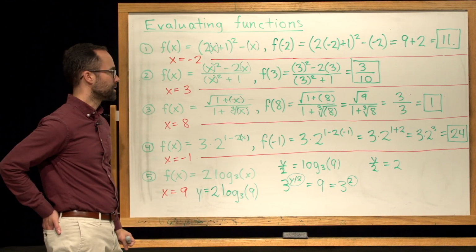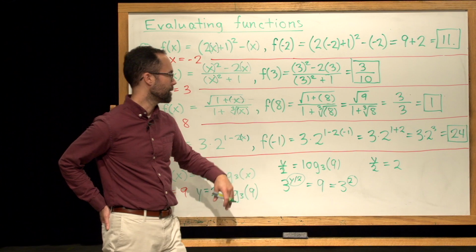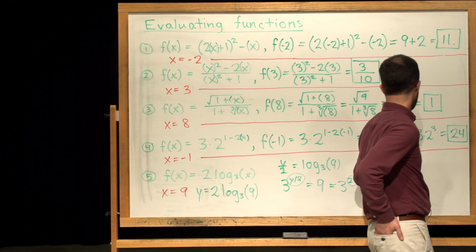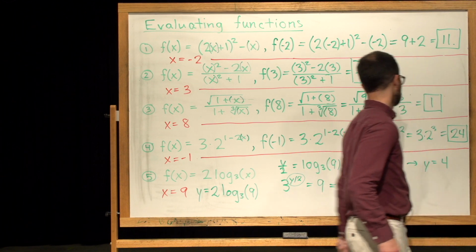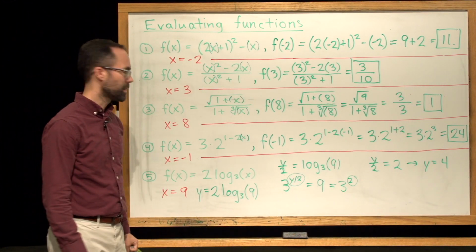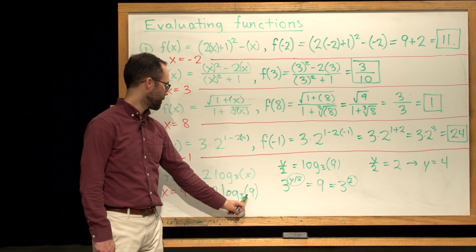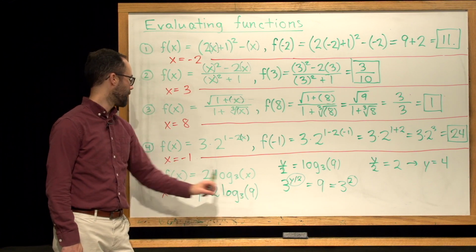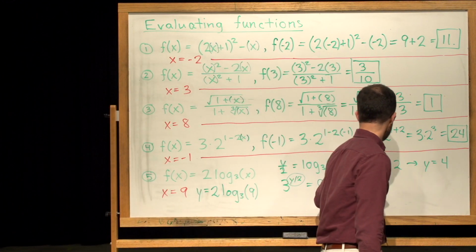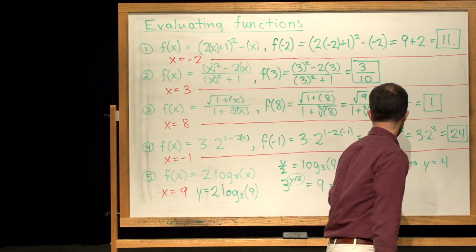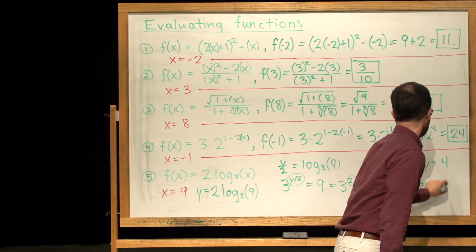And maybe now you can see what's happening next. I can solve that for y really easily. So y equals 4. But think back to what y was. y was this function with 9 inserted in place of x. So what we've really shown is that f of 9 is y, and that's 4.